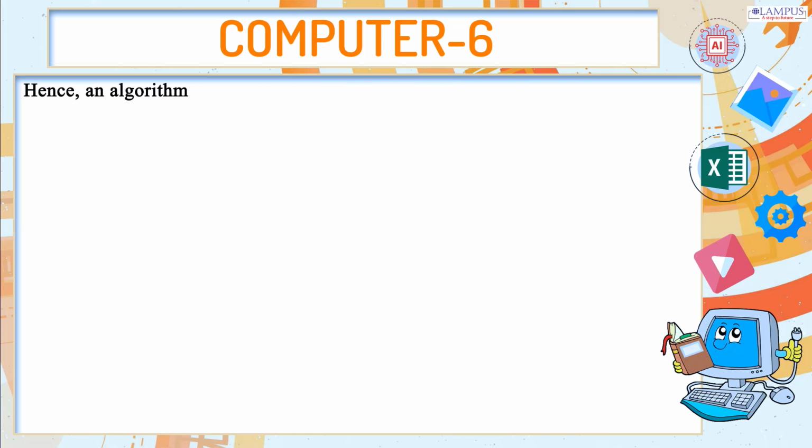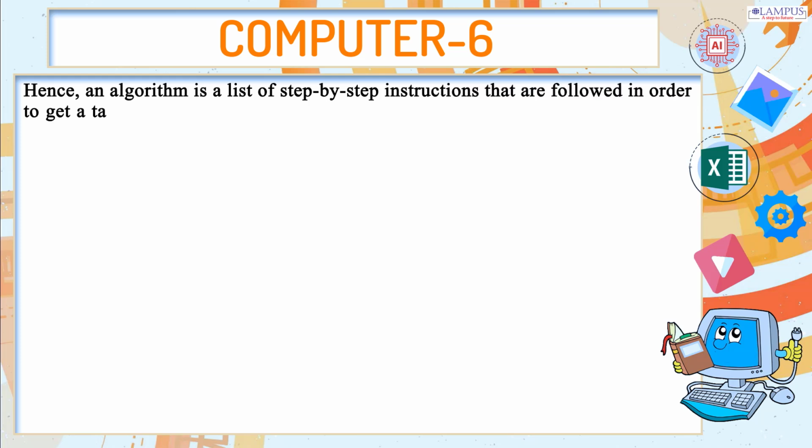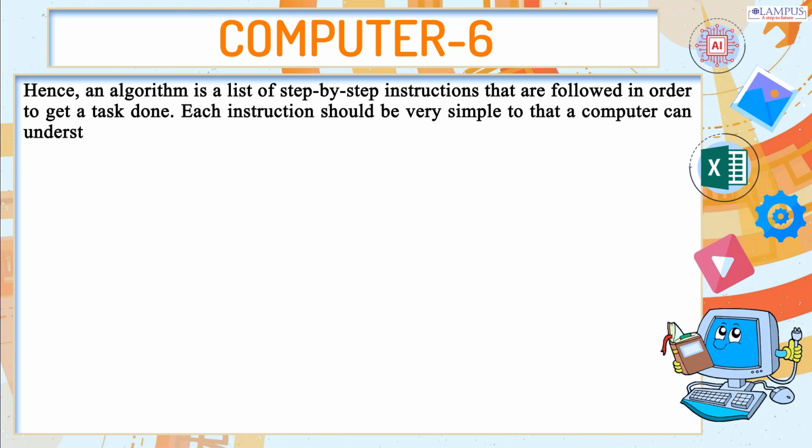Hence, an algorithm is a list of step-by-step instructions that are followed in order to get a task done. Each instruction should be very simple so that a computer can understand exactly what it needs to do.